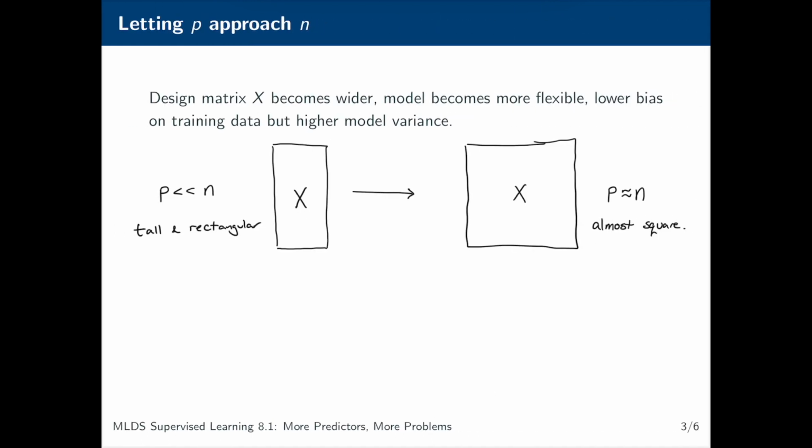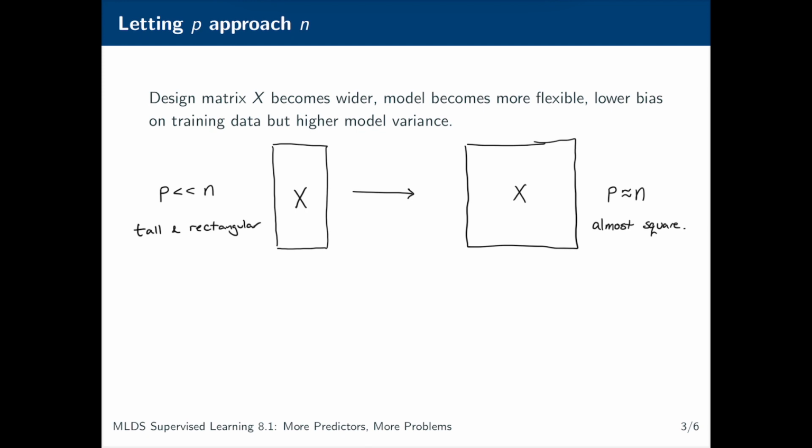So let's now consider what happens to our design matrix X as we let our number of predictors increase. In particular, we're focusing on the case where p is still less than n here. As we add more predictors, we're adding more and more columns to this design matrix. So it becomes wider, and the associated model becomes more flexible, because we're giving it more coefficients to estimate, and therefore more degrees of freedom. This means we're going to have lower bias on our training set, but a greater degree of model variance. Our fitted model is going to become more sensitive to slight variations in the data.